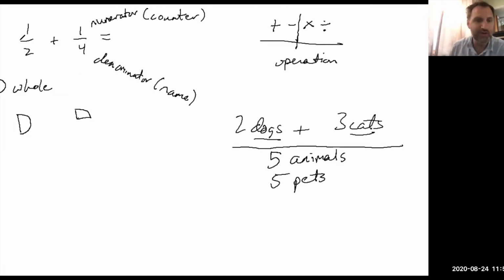What I'm going to do here with my half is I'm going to scale it up so that it's communicated in terms of fourths. So a half is the same as 2 fourths. Now I'm in business, because if I have 2 of something and I have 1 of something, then it's pretty easy to put it together.